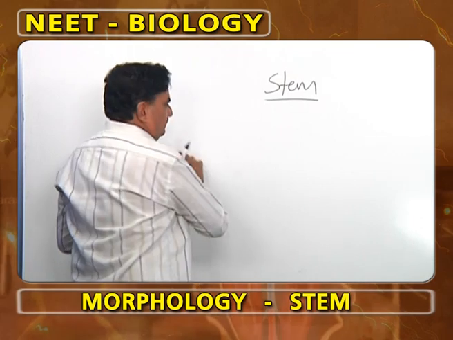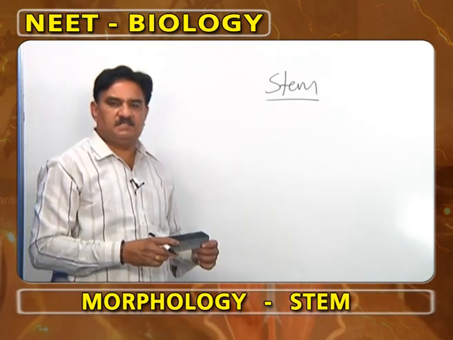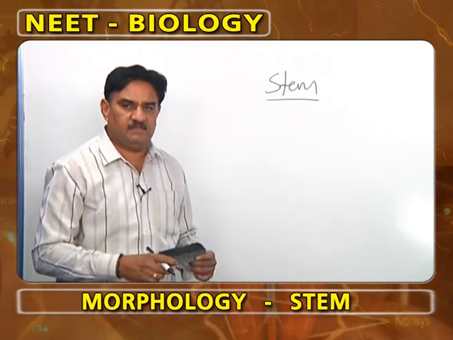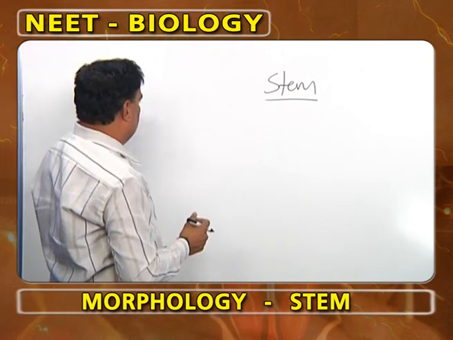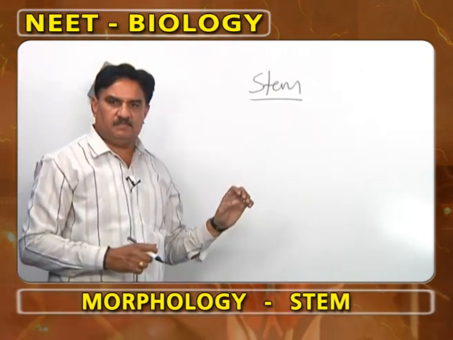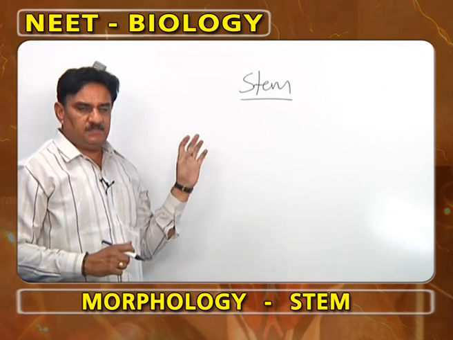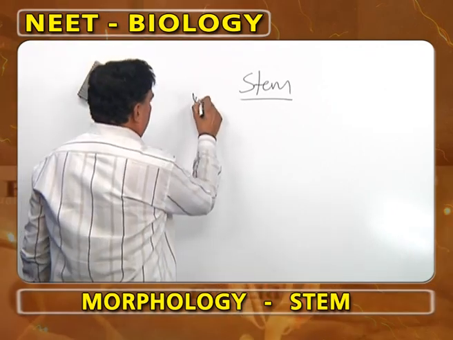Stem is a complex structure because it has nodes, internodes, axillary buds, apical buds and other structures. So definitely it is a complicated structure. Stem shows different types of modifications.